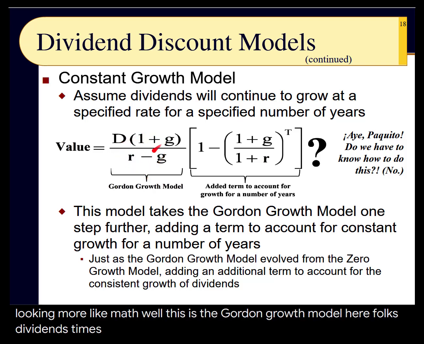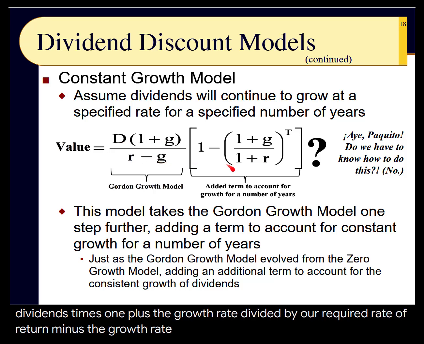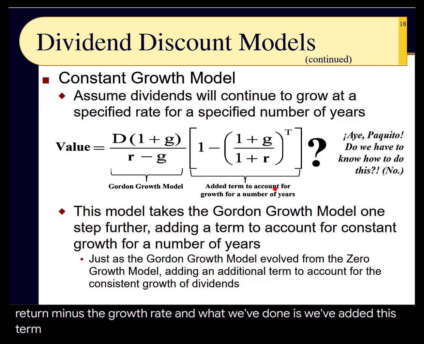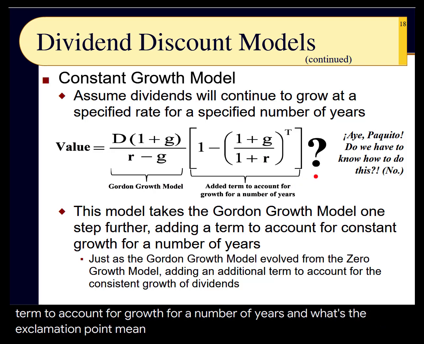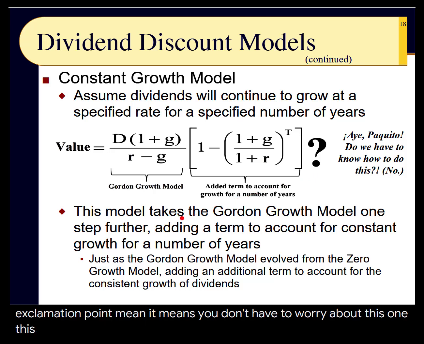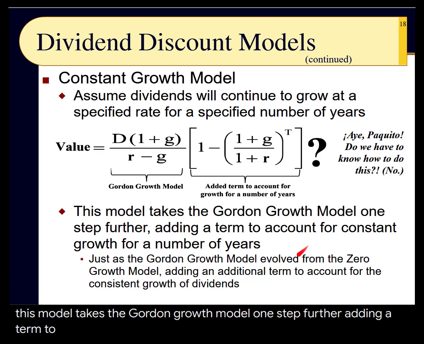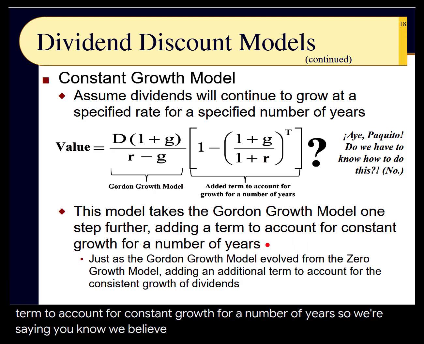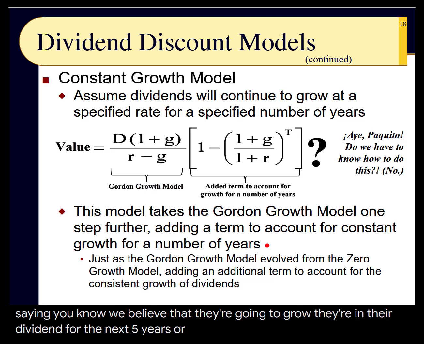Dividends times 1 plus the growth rate divided by our required rate of return minus the growth rate. And what we've done is we've added this term to account for growth for a number of years. And what's the exclamation point mean? It means you don't have to worry about this one. This model takes the Gordon growth model one step further, adding a term to account for constant growth for a number of years. So we're saying, we believe that they're only going to grow their dividend for the next 5 years or 3 years or 10 years or whatever.